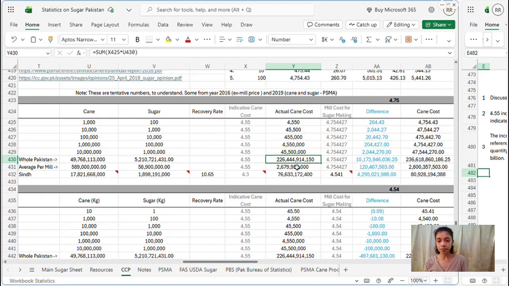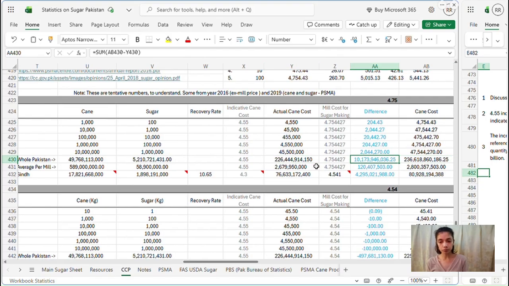And the cost that mills paid per kg of sugarcane was 4.55, the price set by the government, and it makes 226 billion as the actual cost of the sugarcane to produce the sugar. So when they produce the sugar, the price of cane should have been this, but it increased to this. That means the value of this purchase increased in these terms.